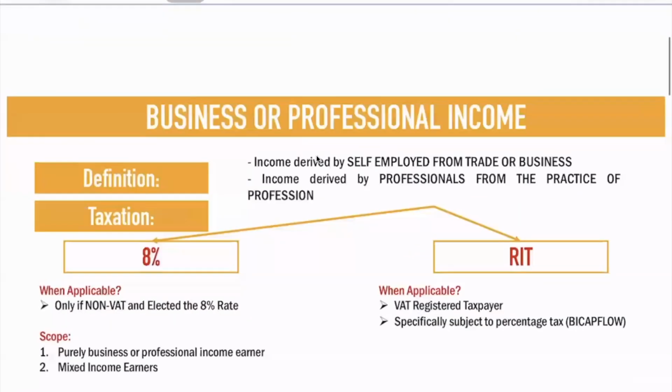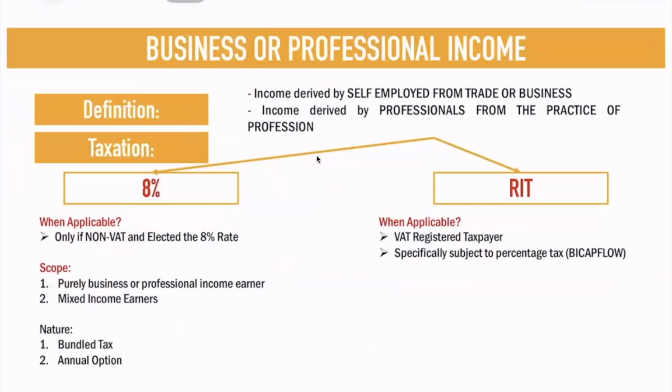So, first, business or professional income. Business or professional income is an income that is derived from self-employment on your trade or business or professionals from the practice of profession. So for business or professional income, you need to determine whether you are taxed at 8% or you are taxed at regular income tax. So when can you be subject to 8%? You are subject to 8% if you are non-VAT and you elected. Take note, non-VAT and elected. So what if you are non-VAT but did not elect? If non-VAT did not elect, you cannot apply 8%, but you will now use RIT.